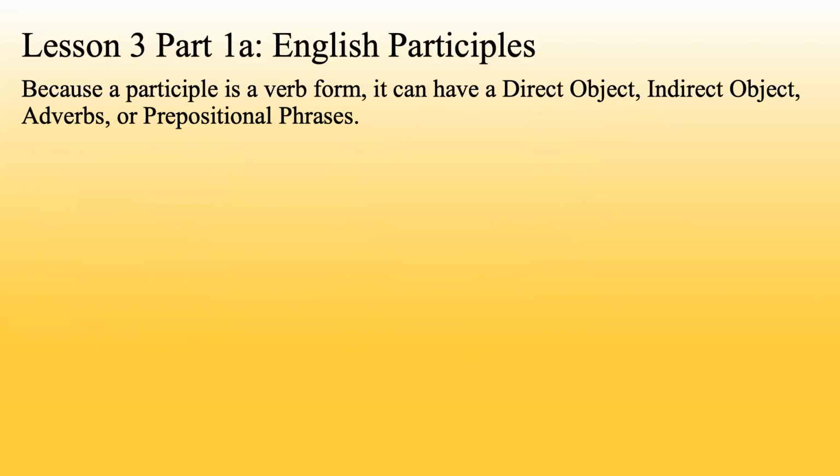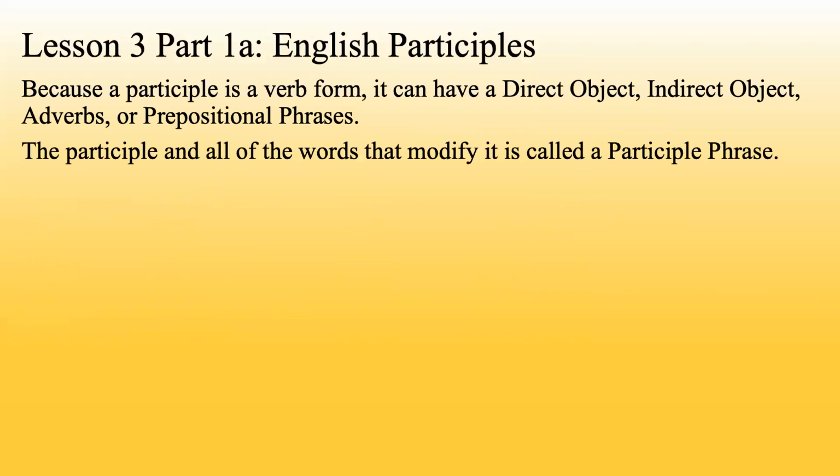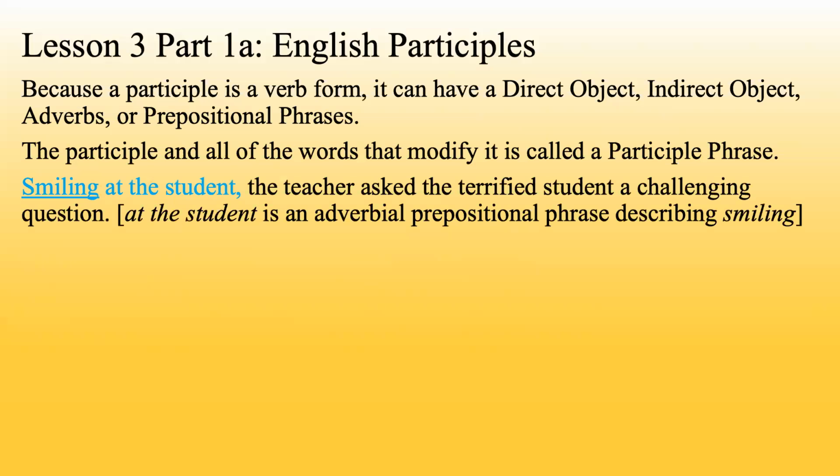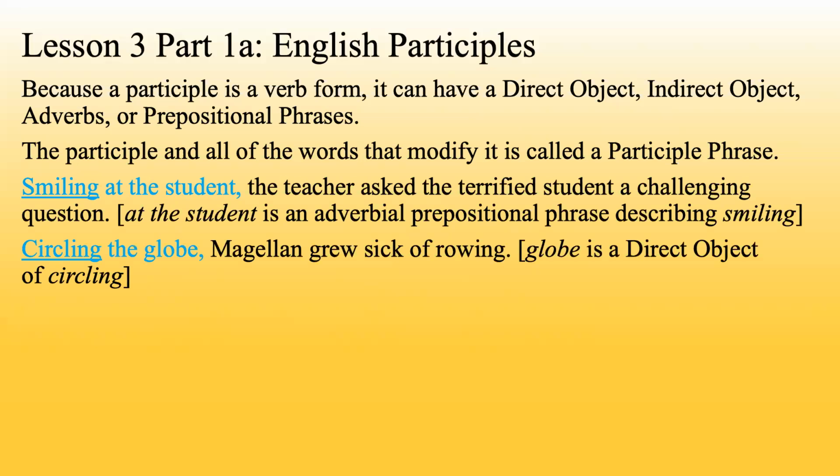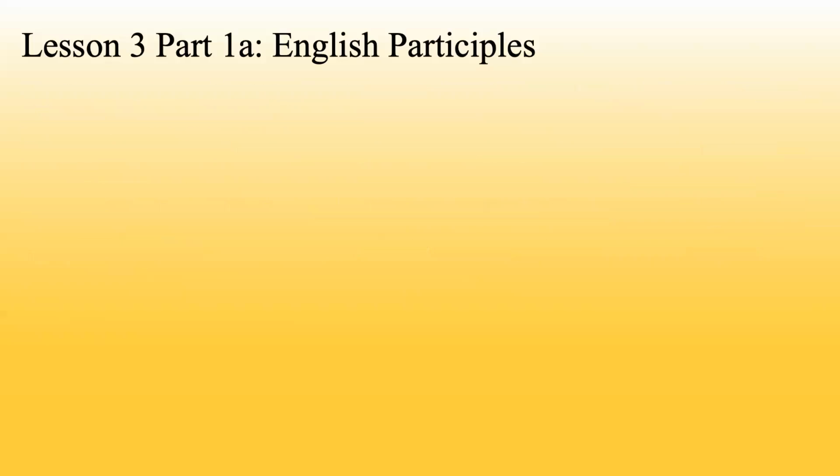Because a participle is a verb form, it can have a direct object, indirect object, adverbs, or prepositional phrases. The participle and all of the words that modify it is called a participle phrase. So: Smiling at the student, the teacher asked the terrified student a challenging question. At the student is an adverbial prepositional phrase describing smiling. Smiling where? Smiling at the student. Circling the globe, Magellan grew sick of rowing. Globe is a direct object of circling. So circling what? Circling the globe. Globe is the direct object of our participle circling.